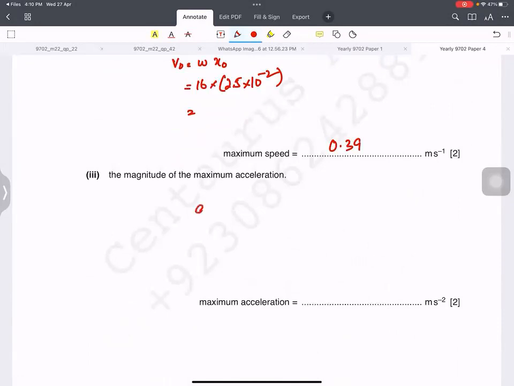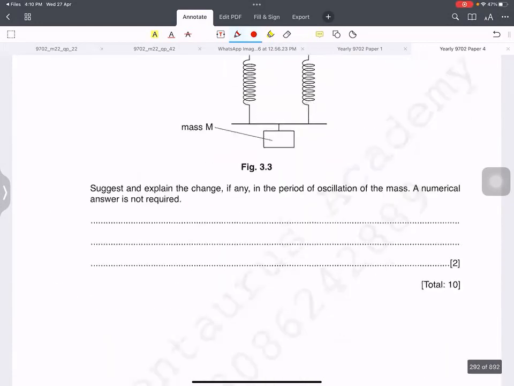The magnitude of maximum acceleration. So how do we do this? a equals omega squared x naught. Maximum acceleration, so a equals 16 squared times 2.5 times 10 to the minus 2. Okay, and the answer is 6.2. Yay! Easy. That was very easy.